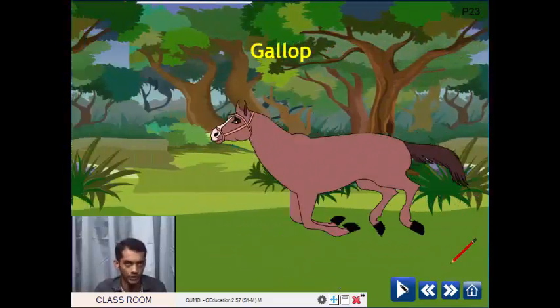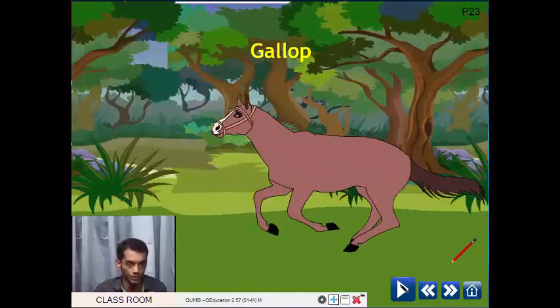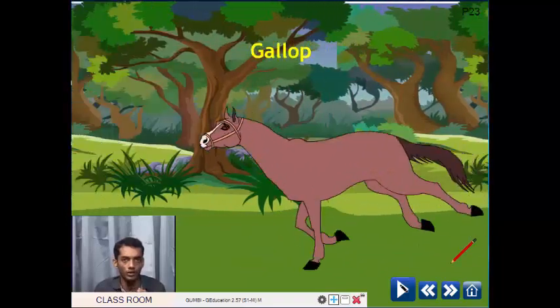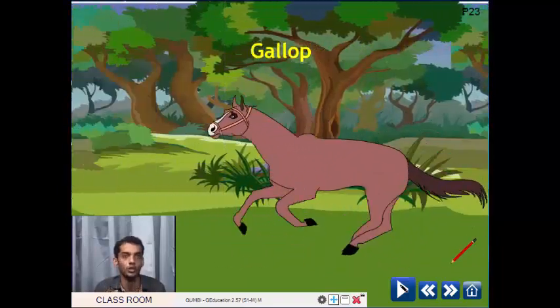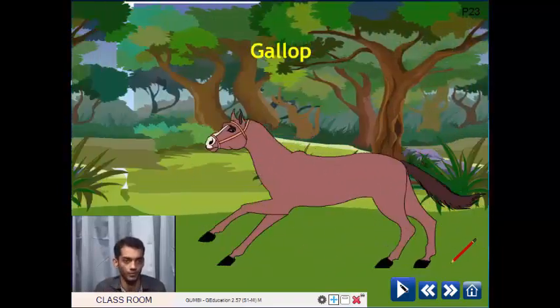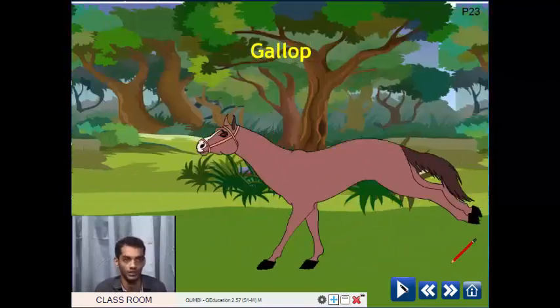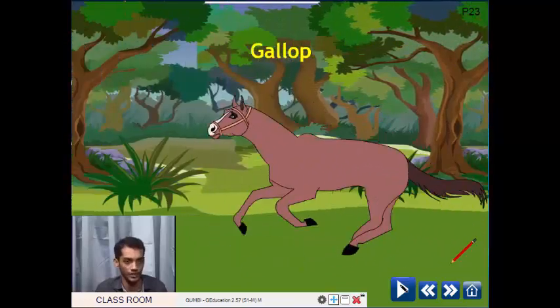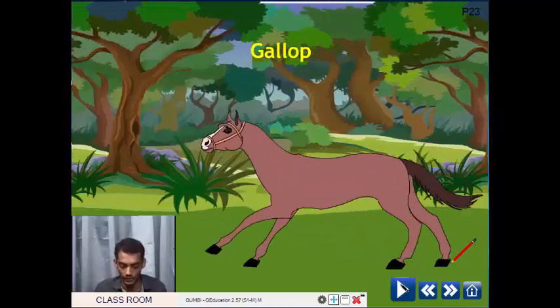Gallop means when a horse gallops, it moves very fast, and all 4 feet are off the ground together. Understood? The horse is galloping in the race. Understood? Good.